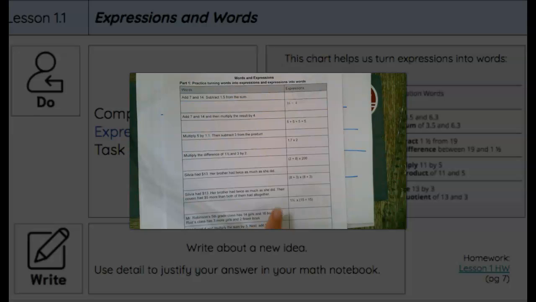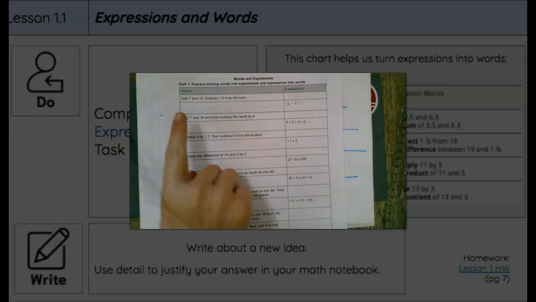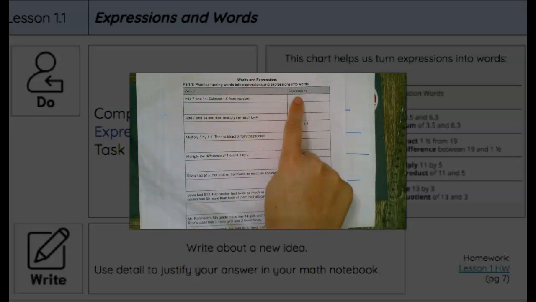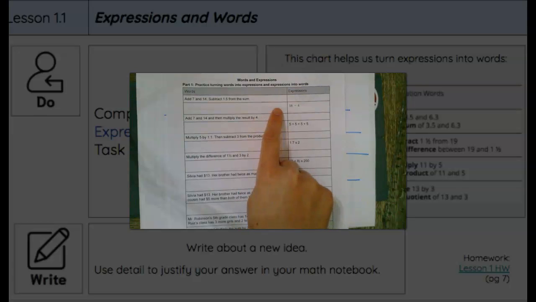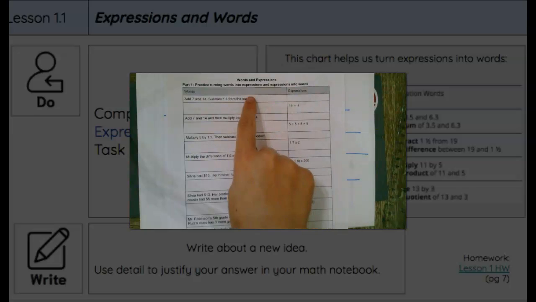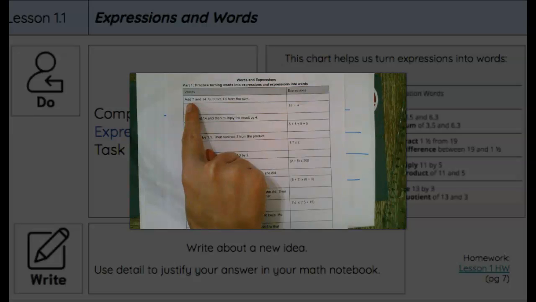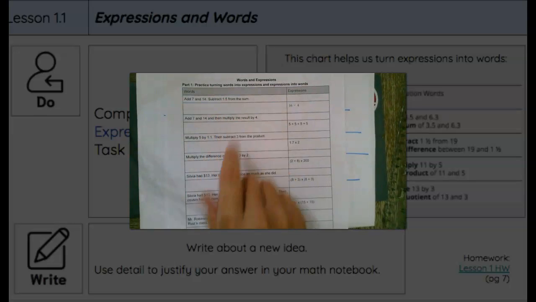You can use that table that we just made to help you with today's task, words and expressions. So what you're going to do is you're going to read the words and then you're going to create an expression for them. Then in this situation, you have the expression and you're going to create the words. Same thing here. So you kind of go back and forth from words to expressions and expressions to words. Let's see the first one together. It says add 7 and 14. Subtract 1 1/2 from the sum.